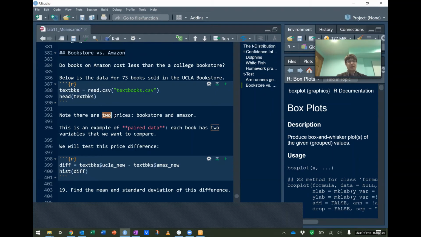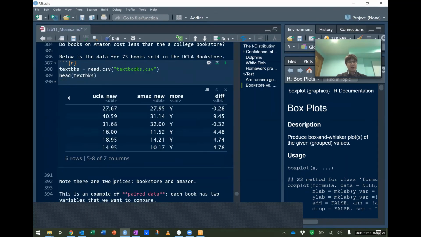You've got book prices. Each textbook you buy, you could either buy at the bookstore or you could buy on Amazon. And those are two data points, but they correspond to one book, right? My stats textbook, price for Amazon, price for bookstore. We can look at those differences for each textbook and consider that as a t-test. So for this paired data, let's look at the prices here.